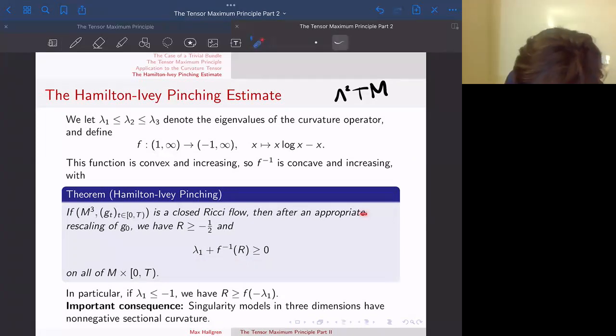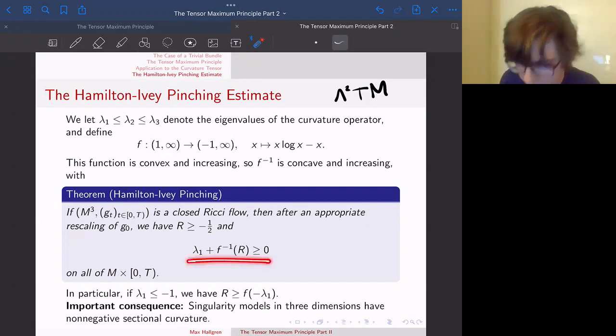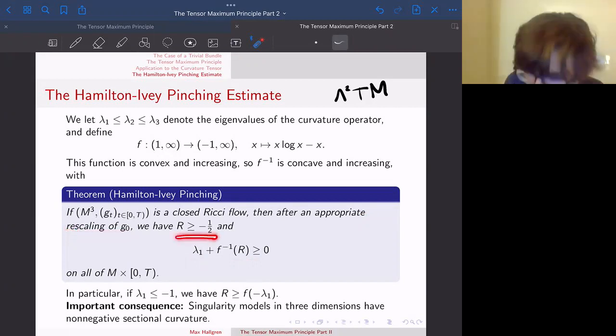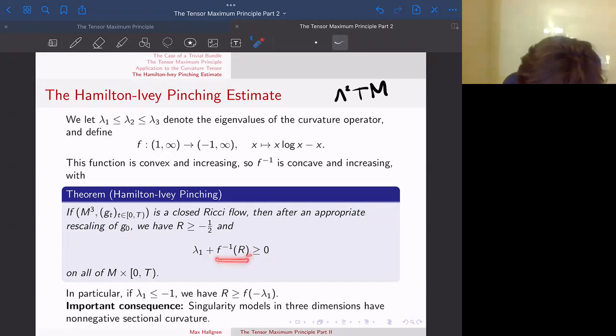Okay, so if you have a closed Ricci flow, then after rescaling your initial metric, otherwise you just get a couple extra coefficients in here. So don't worry too much about what this means. We have that the scalar curvature has to be at least -0.5, and our lowest eigenvalue of the curvature operator plus F inverse of the scalar curvature has to be greater than or equal to 0.